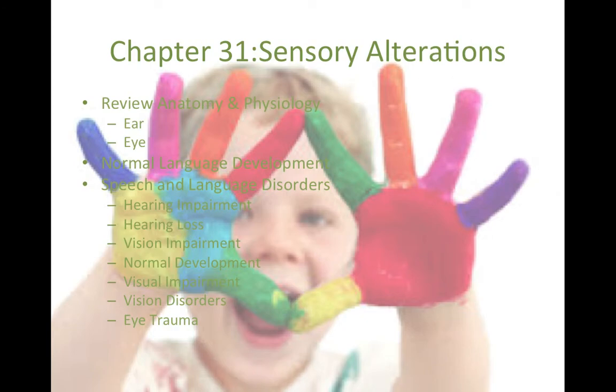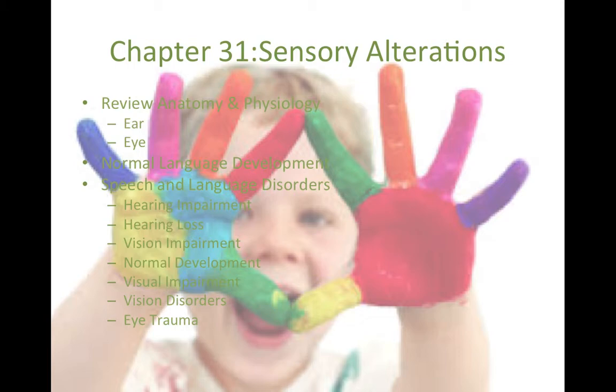Alright, here we will look at chapter 31 very briefly. That goes over our sensory alterations. Of course, like every other chapter, you want to review your anatomy and physiology of the ear and the eye, paying close attention to the difference in the child versus the adult. You also want to review your speech and language as far as normal language development and your speech and language disorders.